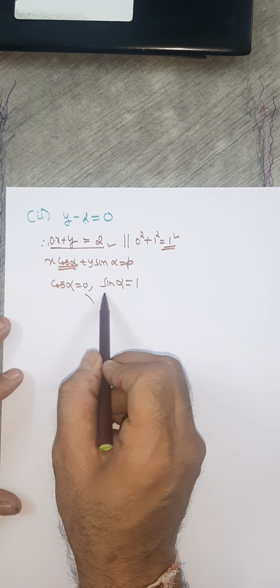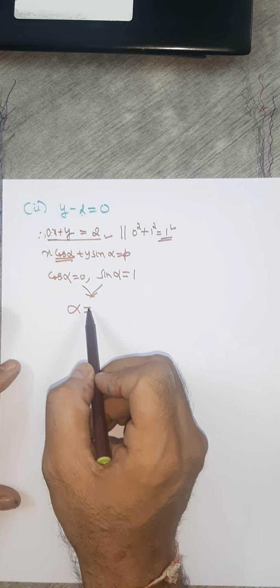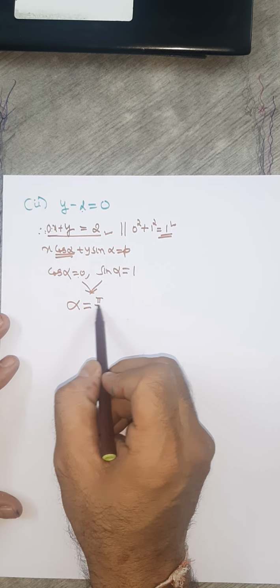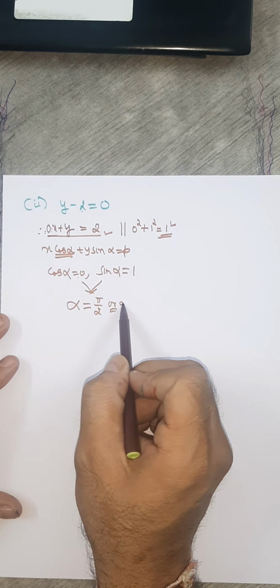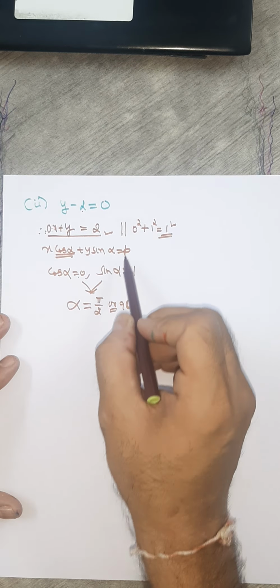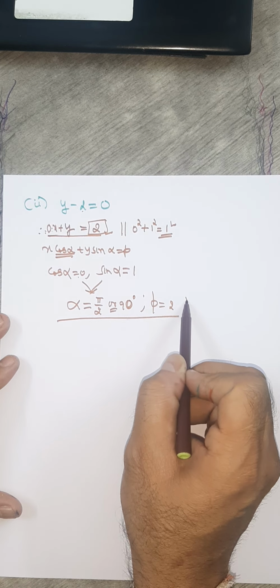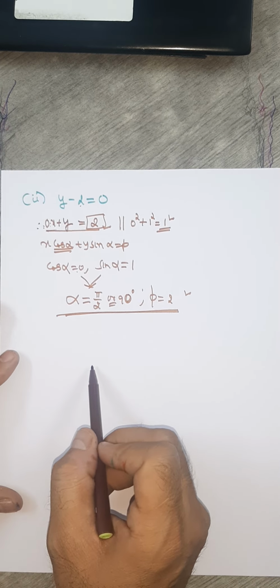Okay, so what should be your alpha from this? For what value of alpha is cos alpha 0 and sin alpha equals 1? Obviously pi by 2, or you can write 90 degrees. Fine. And what is your p? That is the constant on the right hand side. So p will be 2. So that's your required values.